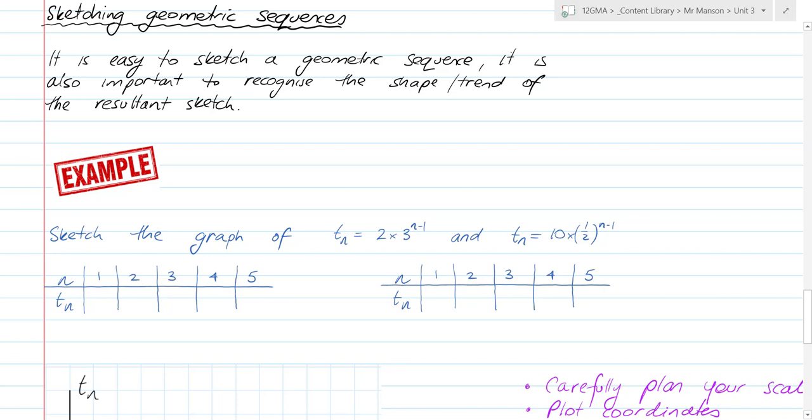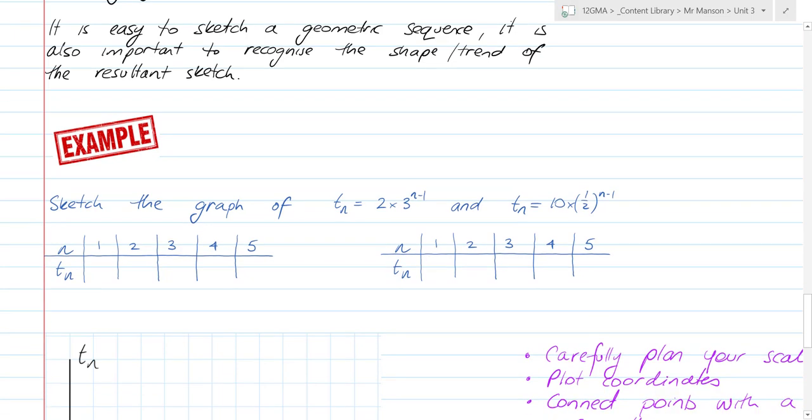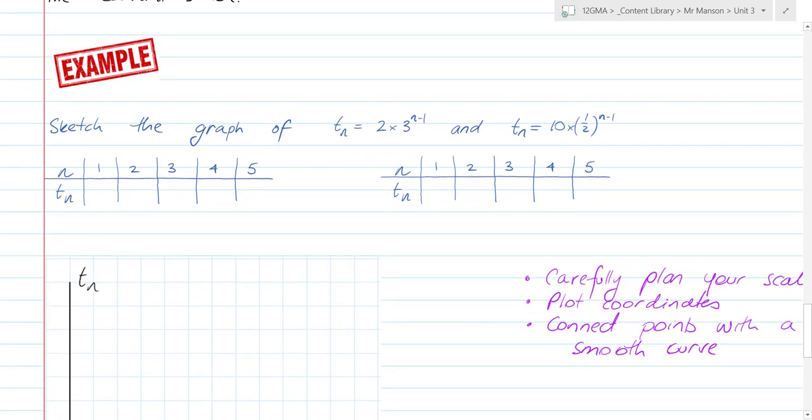So my example is, sketch the graph of Tn was 2 times 3 to the power of n minus 1, and the second one is 10 times a half to the power of n minus 1. And so I'm just going to go through and find my first 5 terms and sketch from those. So the first one is number 1 here. 2 times 3 to the power of n minus 1. The first term is 2. The second term is 2 times 3 is 6. And then 18, 54, and then 162.